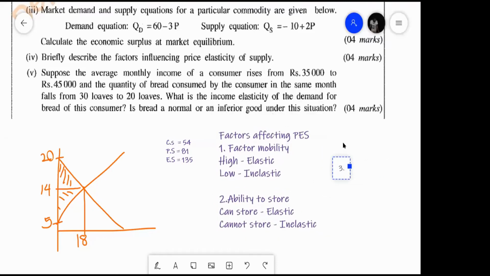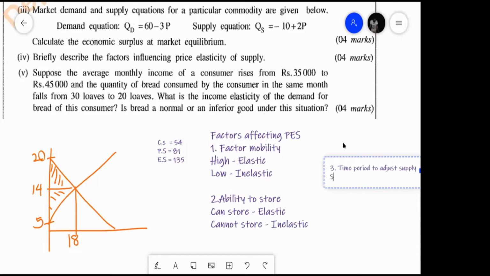You can talk about the time period to adjust supply. In the short run, the nature of production factors is factor mobility. If they have similar production factors or similar types of inputs, then there is a high level of factor mobility. So all of that you can combine into point number 1. In the short run, time period to adjust supply, you can call it inelastic. You can't really change. In the long run, you can easily change your supply, so it becomes elastic. Nature of the good can also come into play.